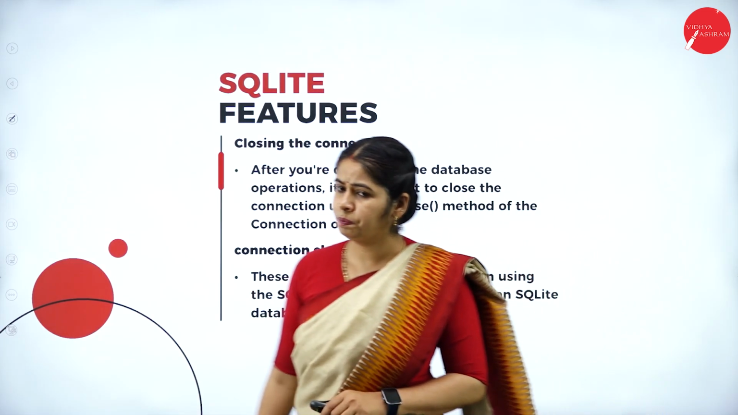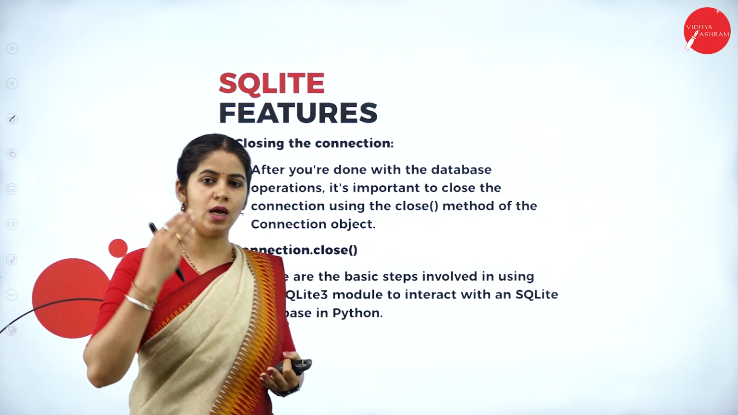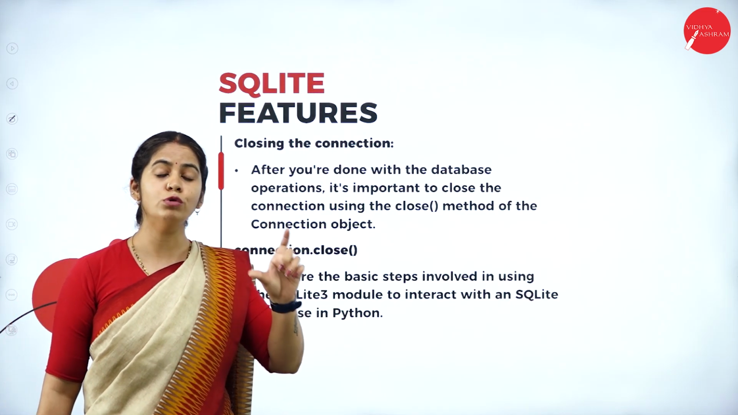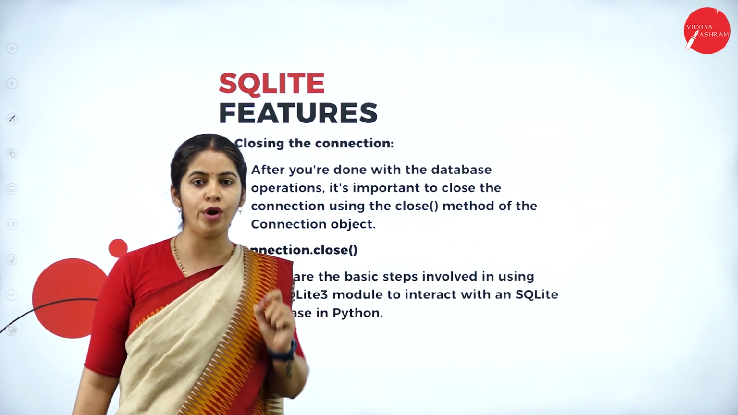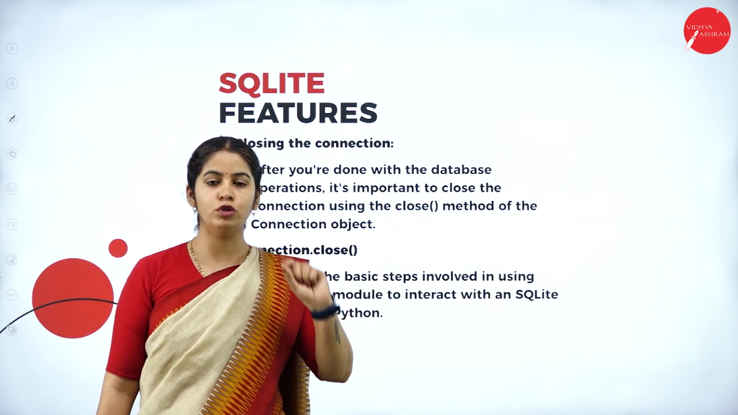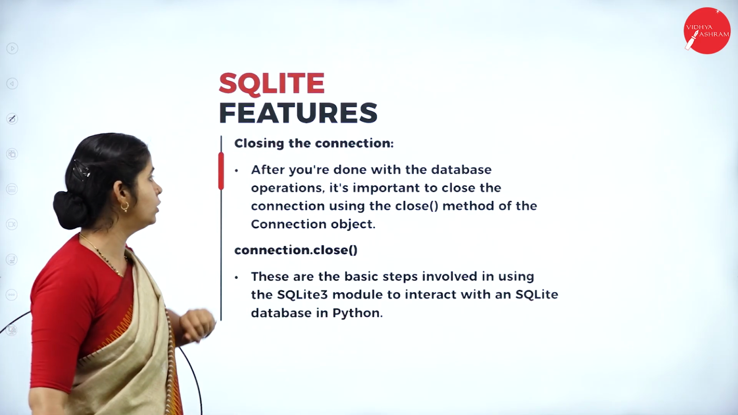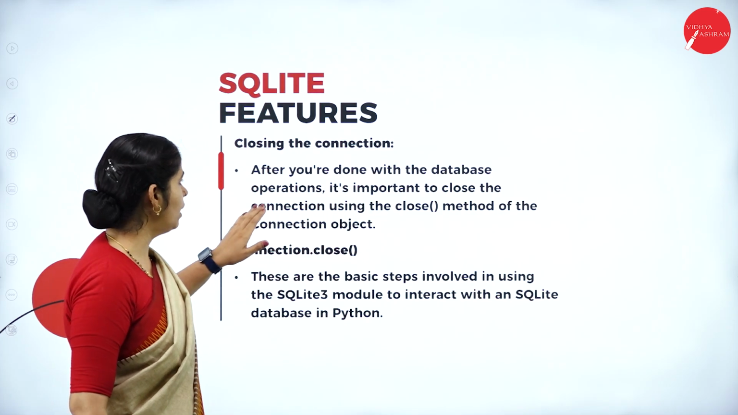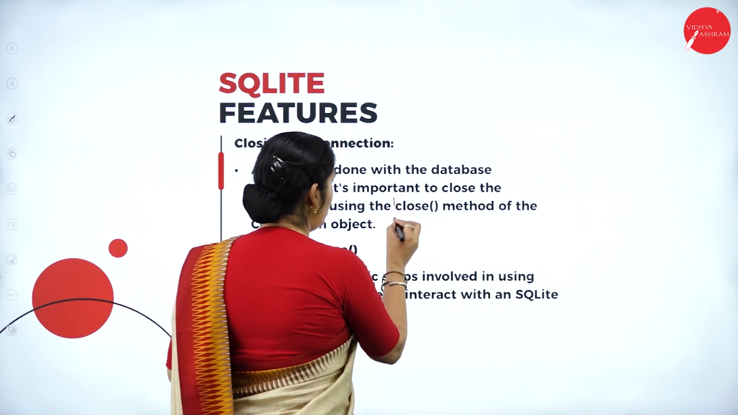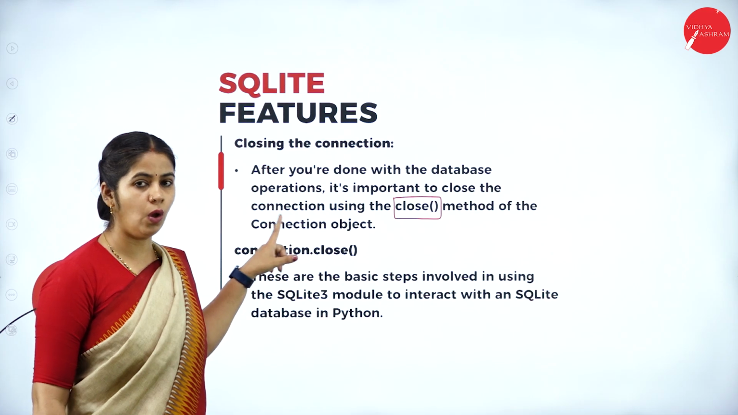Next, what we have is closing the connection. Once we have created the cursor and executed one query, after executing the query, we have to close the connection. A very important point in SQLite: whenever you create, you have to close. That's what we are doing, closing the connection. After you are done with the database operation, it's important to close the connection using the close method of the connection object.